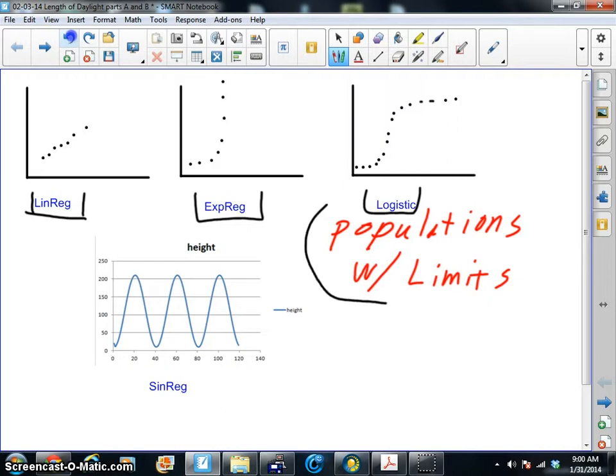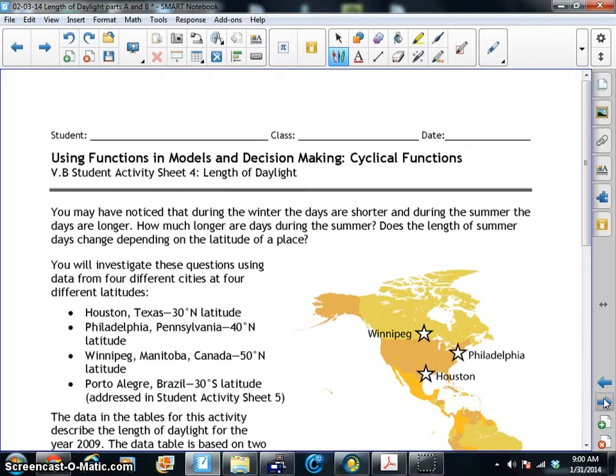We also have this new one, sine regression. Sine regression is used for sinusoidal waves, so we're going to be taking a look at that in this tutorial.